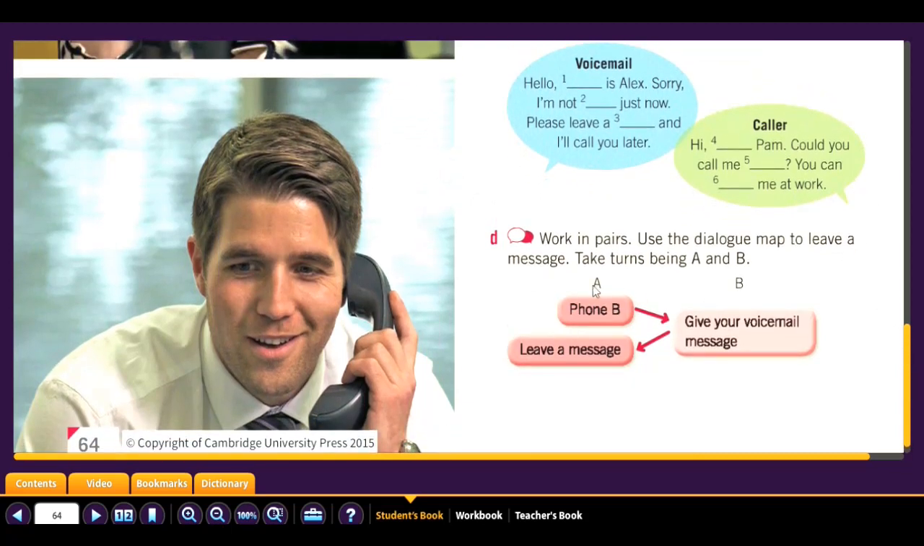Now the next exercise, work in pairs. Use the dialogue map to leave a message and take turns being A and B. Person A phones B, le llama a B, but B doesn't answer. So give your voicemail message, das tu mensaje del buzón de voz. And after that, A is going to leave a message.